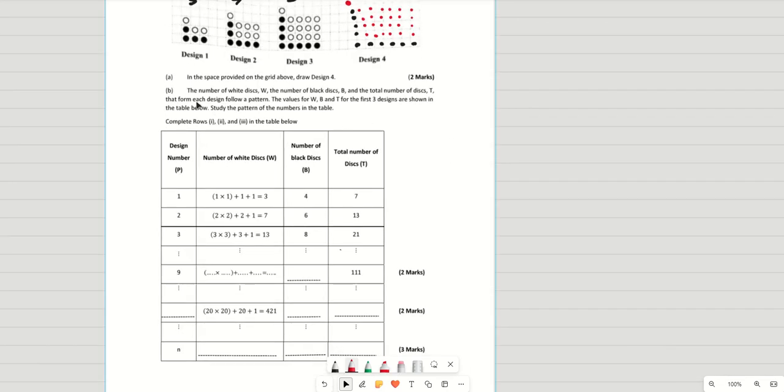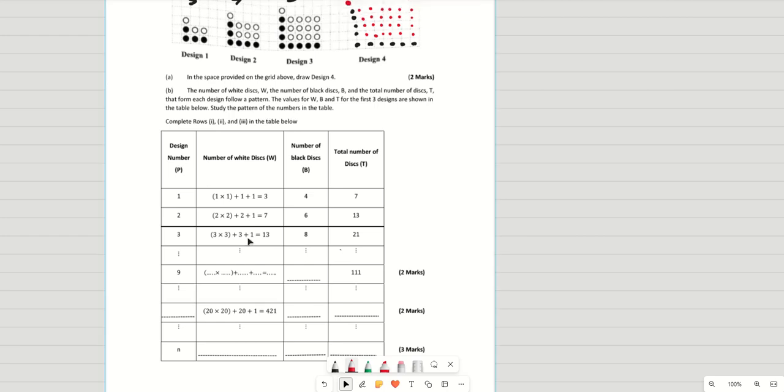Let's look at part B. The number of white discs W and the number of black discs B, and the total number of discs T, right? So T would basically be adding up all the white and all the black, for each design that follows a pattern. The values of W, B, and T for the first 3 designs are shown in the table below. Study the pattern in the table.